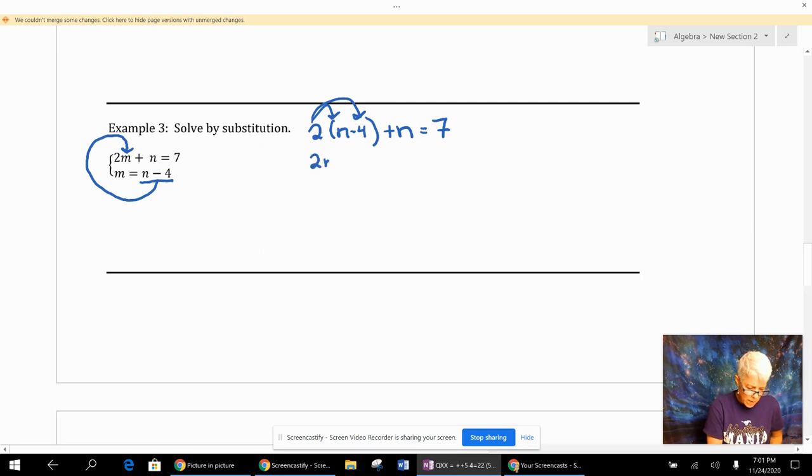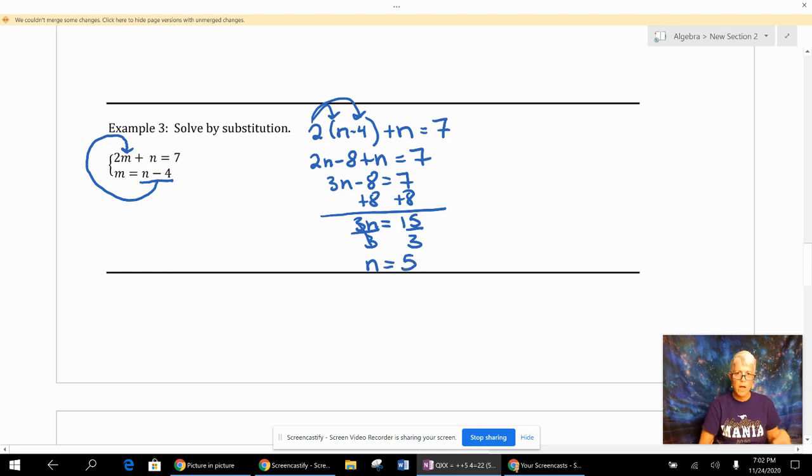So we have 2n minus 8 plus n. And now I'm just going to be solving for n. So I'll try to move through this as quickly as possible. 3n equals 15. Divide both sides by 3. n equals 5. But again, we're not finished because I only have one variable. I need to go back in and solve the other one. It doesn't matter which equation I use. I'll just go ahead and use the second one, n minus 4.